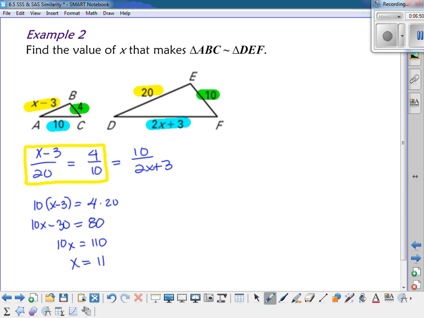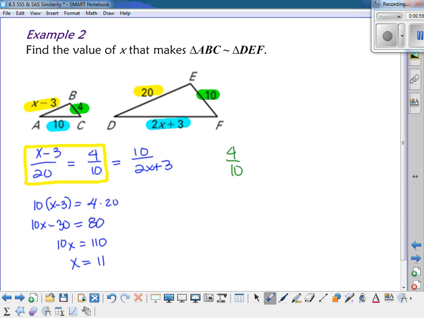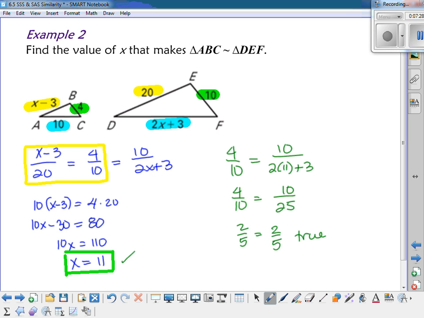Now I want to make sure that that's going to work in the other part of it. So now I'm going to go back and plug that into the other half. So if we put our 4 over 10 again, make that equal to 10 over 2x plus 3, now I'm going to put in the 11 that I found and see if it still comes out to be true. So 4 over 10 would equal 10 over 25. And I can see both of them are going to reduce to 2/5. That's true, and therefore I know I found the right answer. X would have to equal 11.